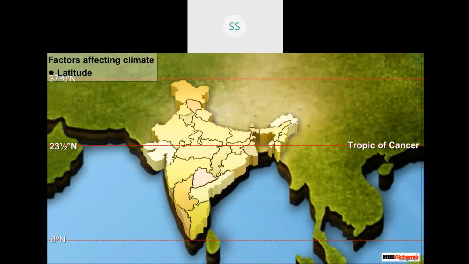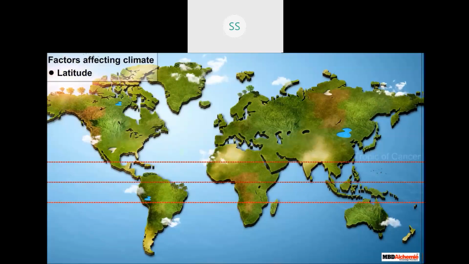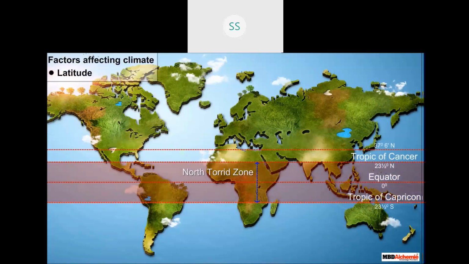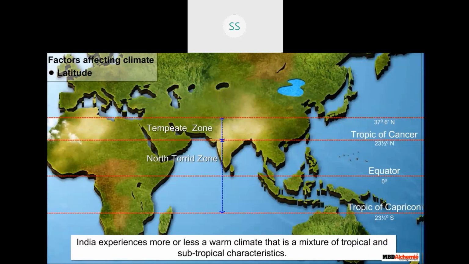So, let us understand the location of India as per the heat zones. If we see, India falls completely under the torrid zone, and the torrid zone receives very much heat, hence remains hot. Therefore, India experiences a more or less warm climate, which is a mixture of tropical and subtropical characteristics.